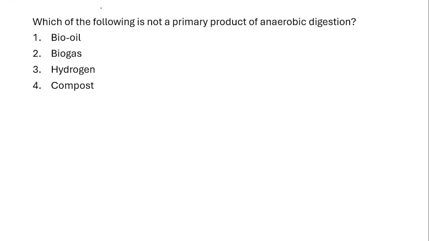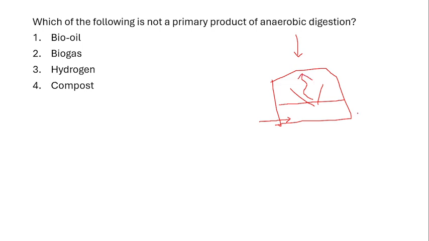Next question is: which of the following is not a primary product of anaerobic digestion? So in the anaerobic digestion, as I have mentioned, we use the digester, right? So this is the digester setup. So into this digester, the sludges are present at the bottom. And at the top, the release of the gaseous components will occur. Okay.